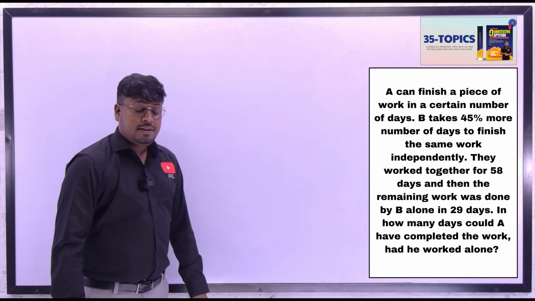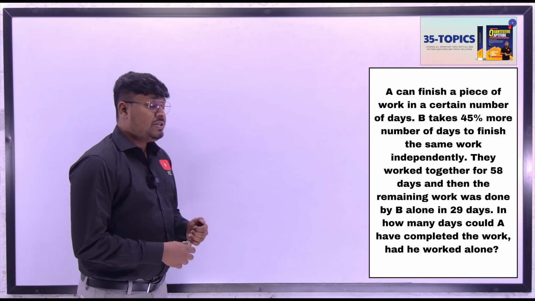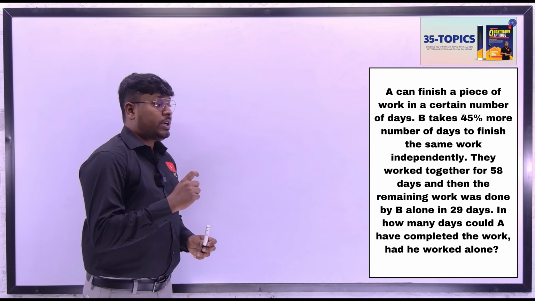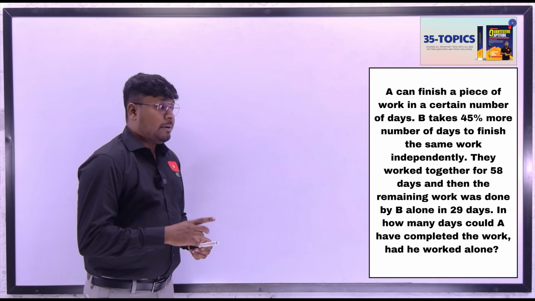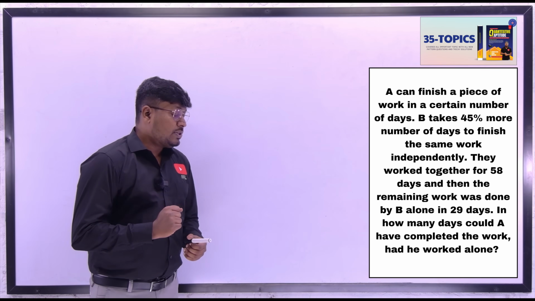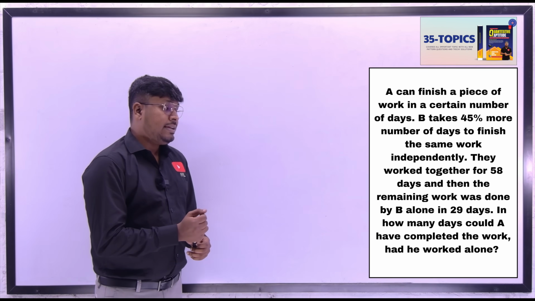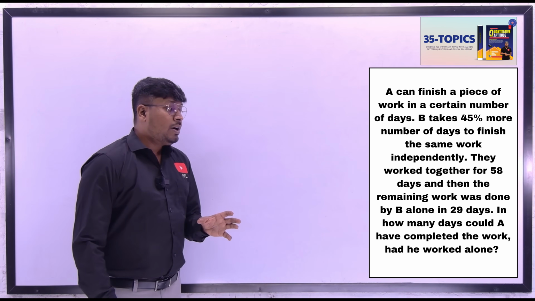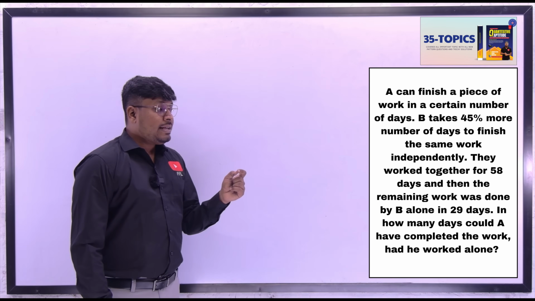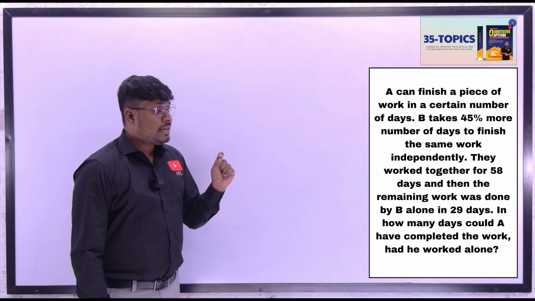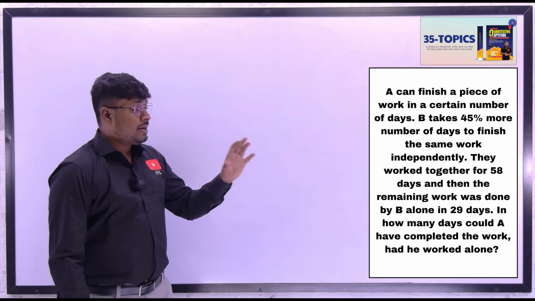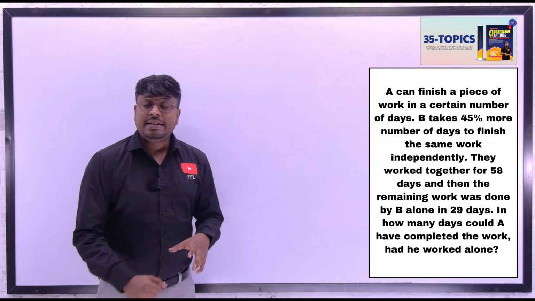Next question. A can finish a piece of work in a certain number of days. B takes 145% more number of days to finish the same work independently. They work together for 58 days, and then the remaining work was done by B alone in 29 days. In how many days would A complete the work if he worked alone? So our target is to find, if A alone is working, how many days A takes to complete the work.